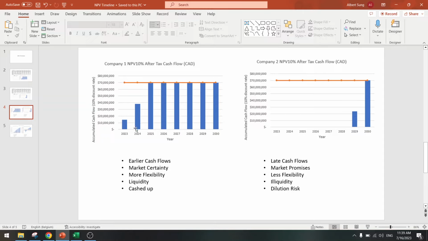So the first company has earlier cash flows. And that's always better than having late cash flows. Do you want your money now or in 10 years? Of course, I want it right now, because the market is uncertain. This one has market certainty. You know exactly what will happen in the next 2 years. Here, you need to wait 10 years to get your money back, and you will not know how the market will be in 10 years. So this is based on market promises, while this has market certainty. You are promised to get your money back in 10 years. But here you get it right now.